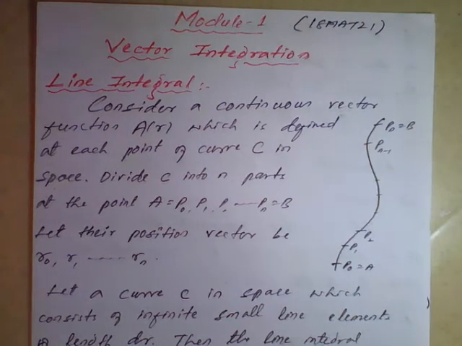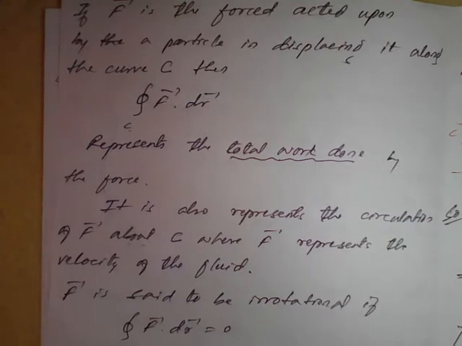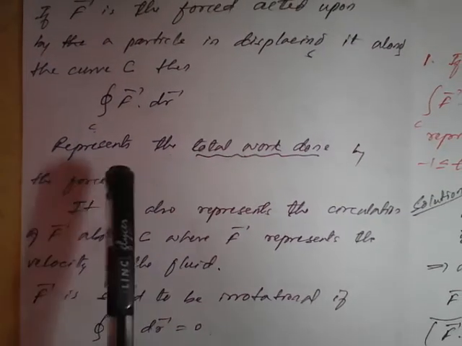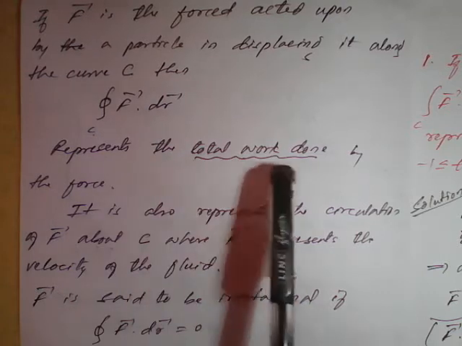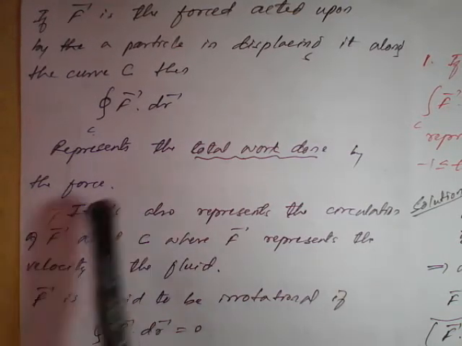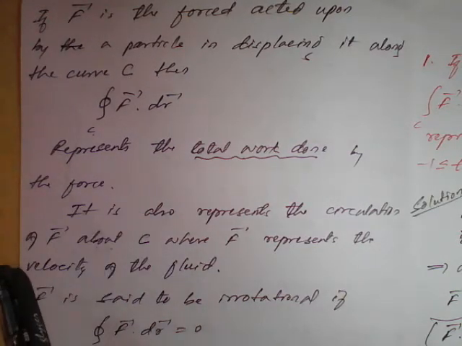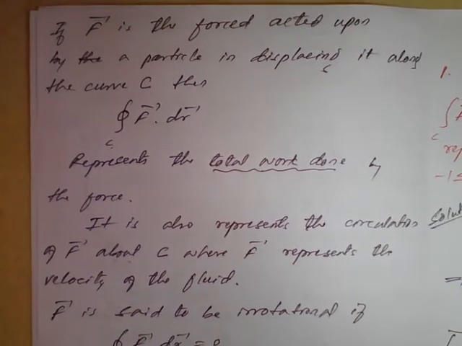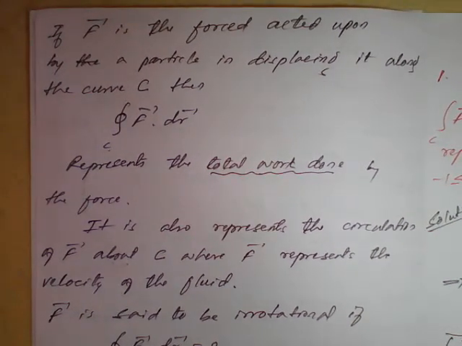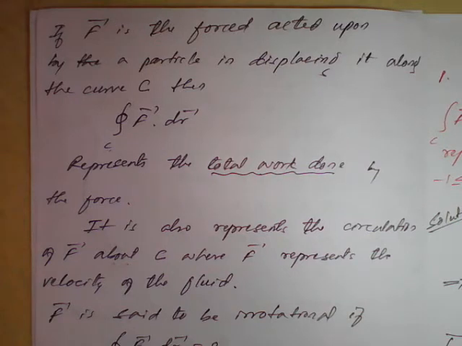In the previous class I showed you the formula for work done, that is the closed integral of F dot dr, which also represents the total work done by the force. So the line integral formula is the same as the total work done formula. With the help of this small recall, we can go to today's examples based on line integral, as well as total work done.